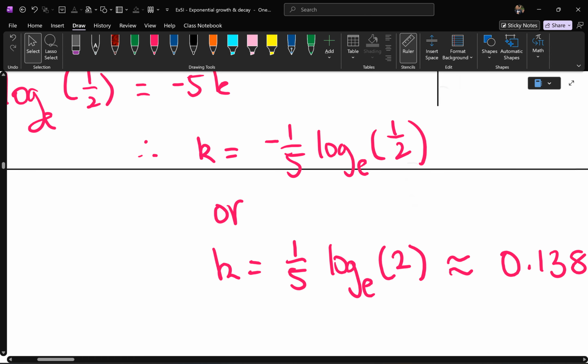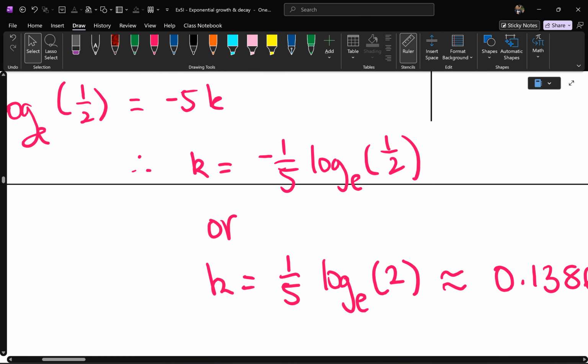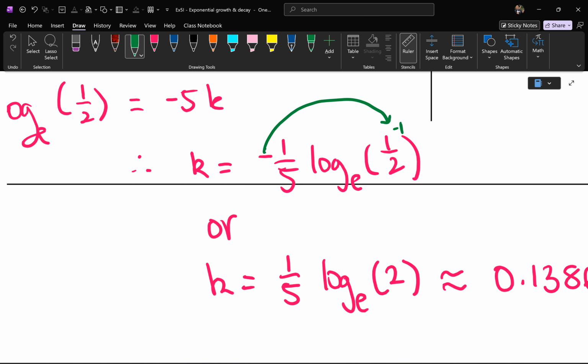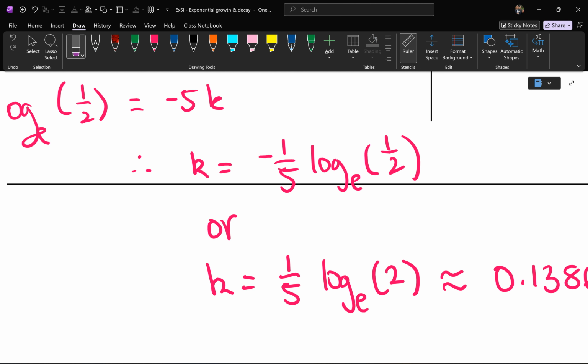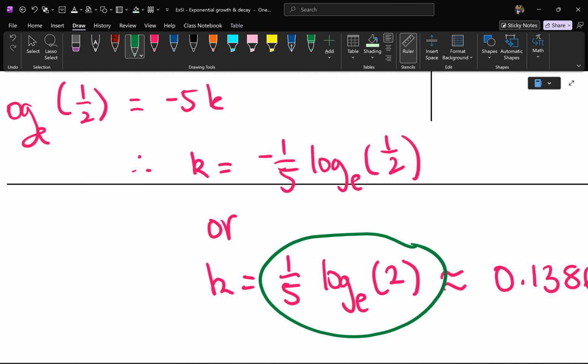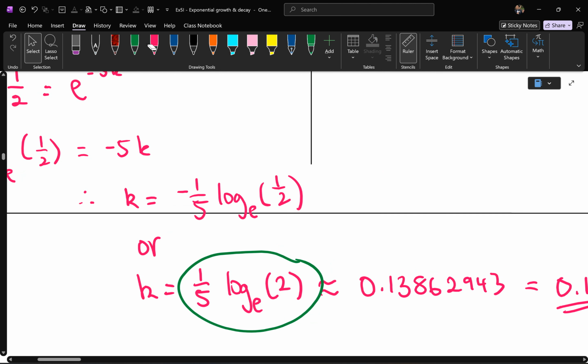What I also did was, just because I didn't like writing the half, I just used rule number 4. Bring the negative 1 as a power, and half to the power of negative 1 is the same thing as 2. Okay? Well, the reciprocal of half is the same thing as 2. And I just did that for myself, because I just wanted to write 1/5 ln 2 rather than 1/5 ln and then another fraction. So that was my personal thing.